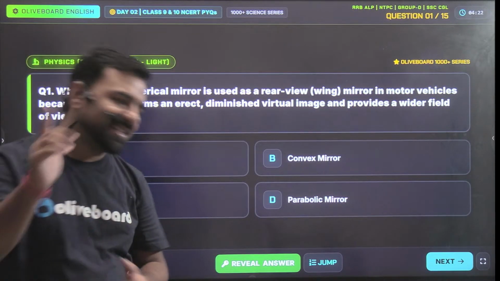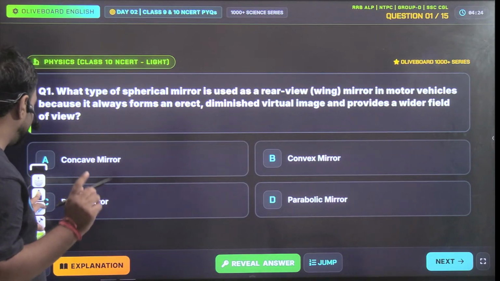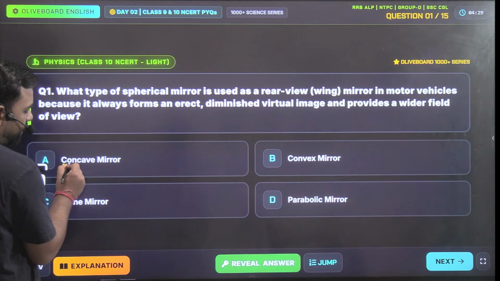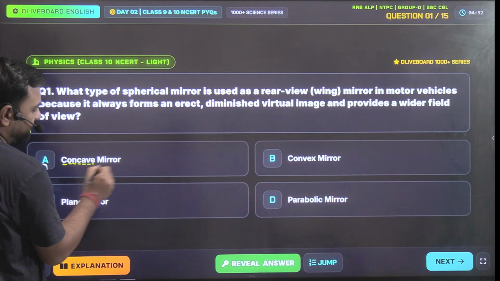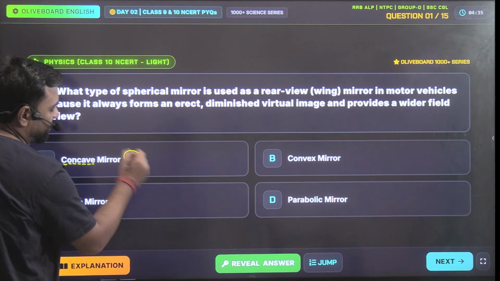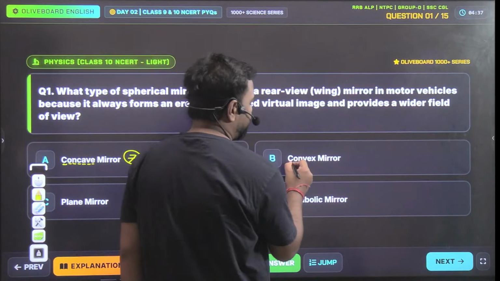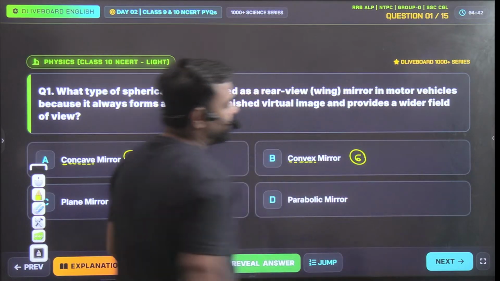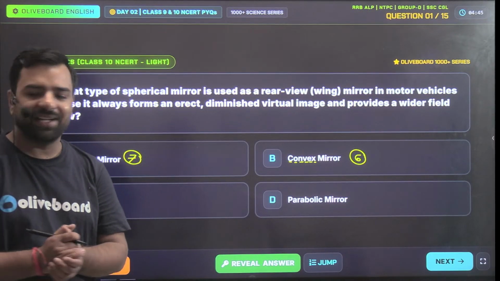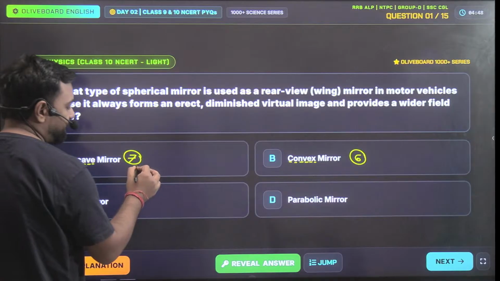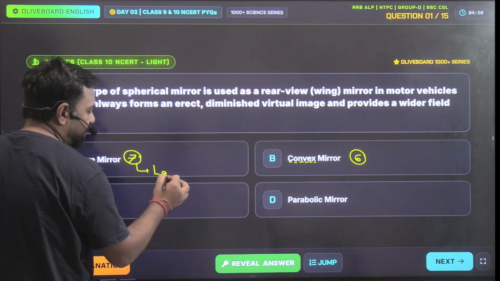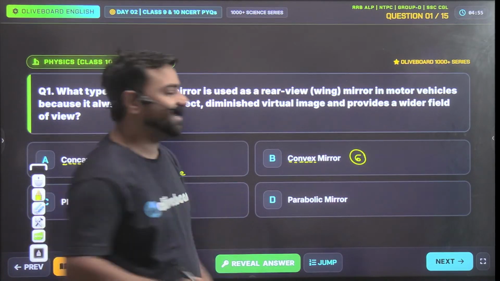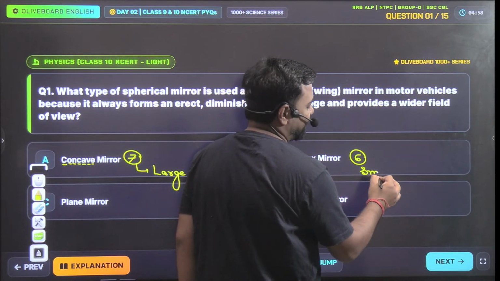Sorry, Ankita, this time you are wrong. Let me explain this part. I'll give you the trick also. If I count the letters, 1, 2, 3, 4, 5, 6, 7, there are 7 letters in concave, right? What about convex? 1, 2, 3, 4, 5, and 6. So there are 6 letters in convex. By this trick, you can remember 7 is larger, so it creates the large images. And since 6 is smaller, this is just a trick, so it creates the smaller image.